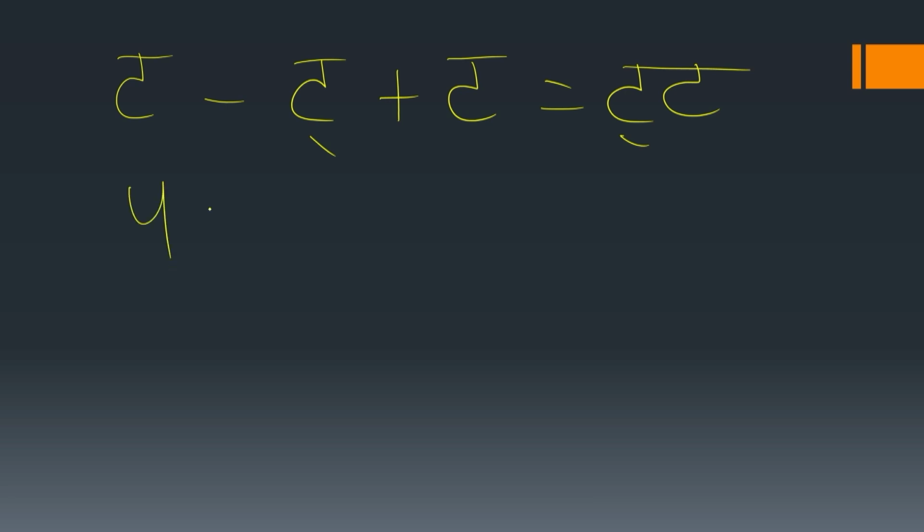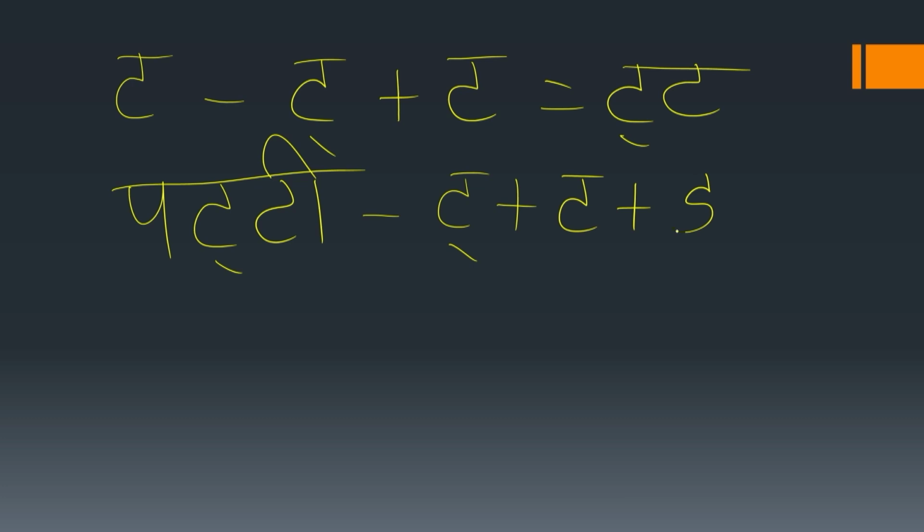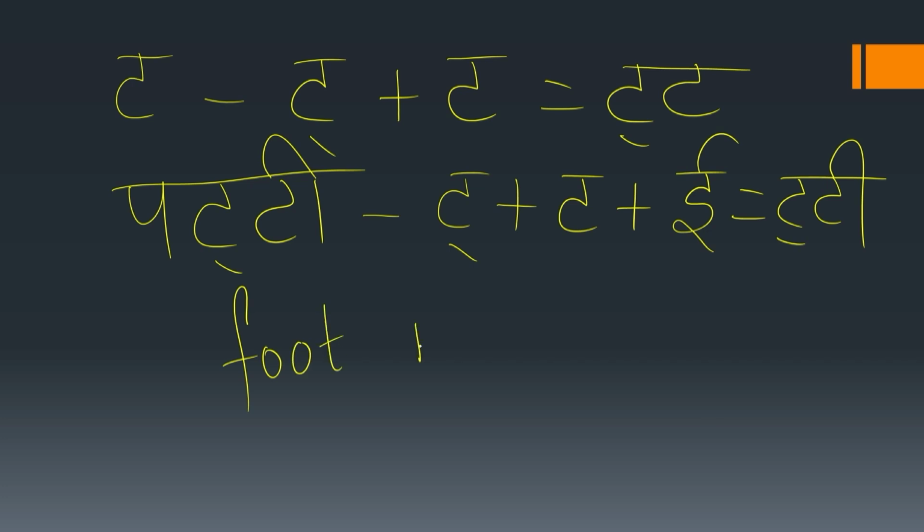For example, patti. Now when you write this word patti, you see that T is written with halant, which means it is half, and then we have full consonant T and then E. So this is basically half T, full T and E gives us this. Patti basically means foot ruler.